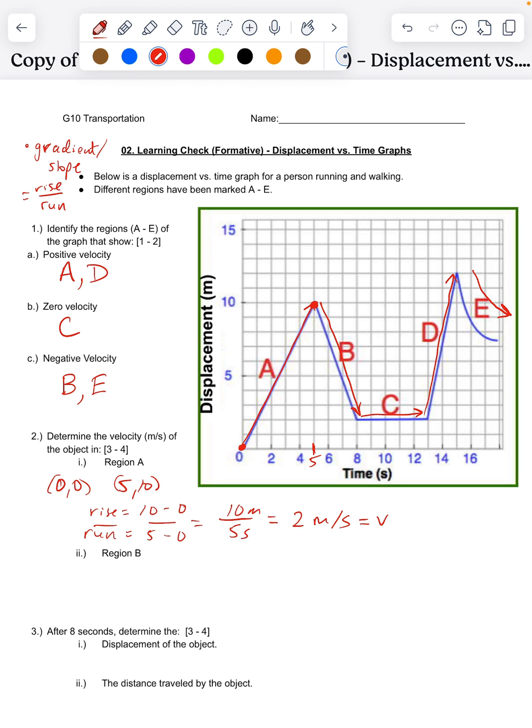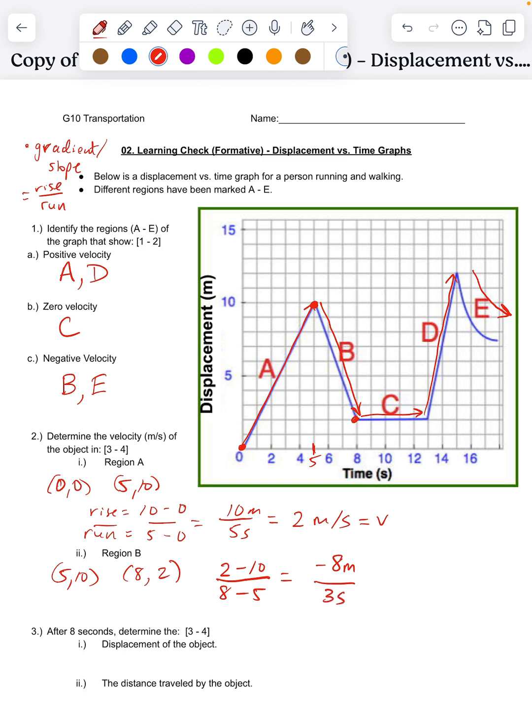If I then look at B, I'm going to do the same thing, rise over run. This time I'm starting at 5 seconds and 10 meters, and I'm going to end here. Ending there is 8 seconds. At time 8 seconds, the person is now at 2 meters away. So again, if I do rise over run, the rise on the top is I end at 2, started at 10, and I end at 8 seconds, and I started at 5. So I'm going to get a displacement of negative 8 meters.